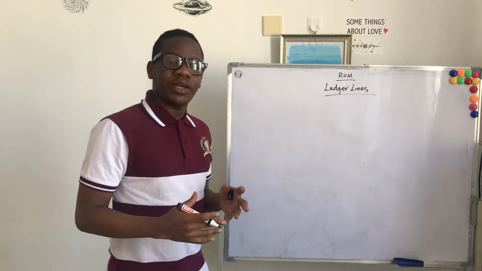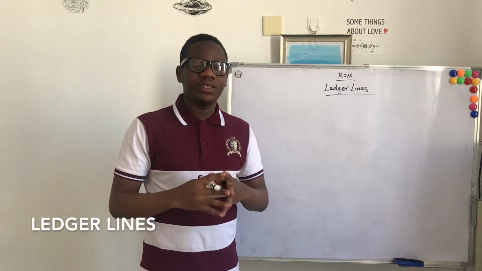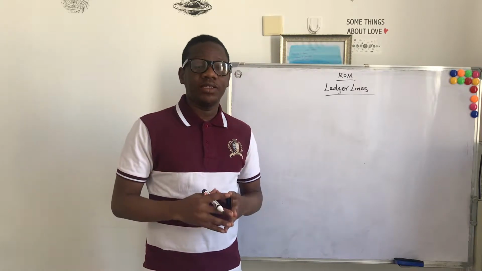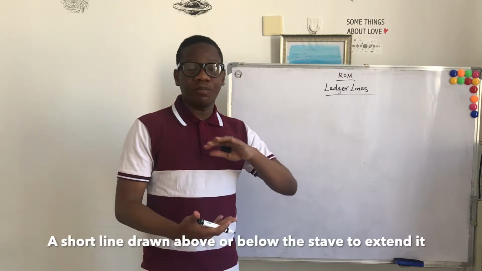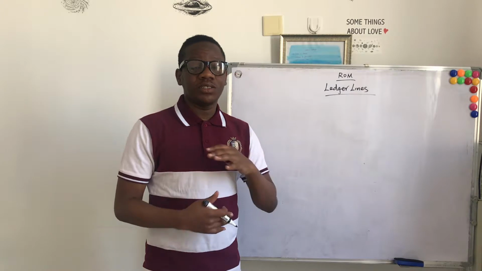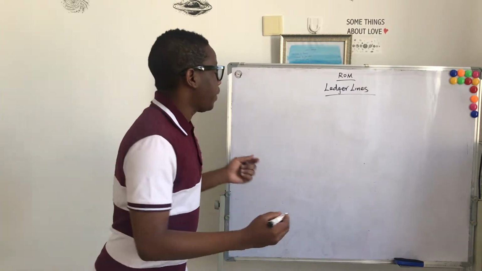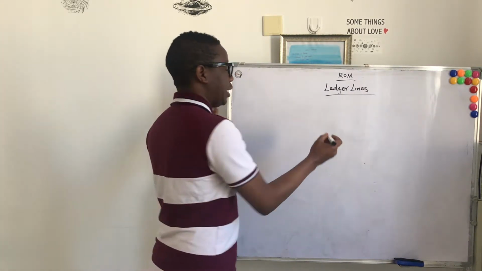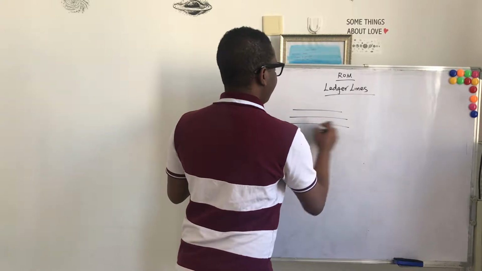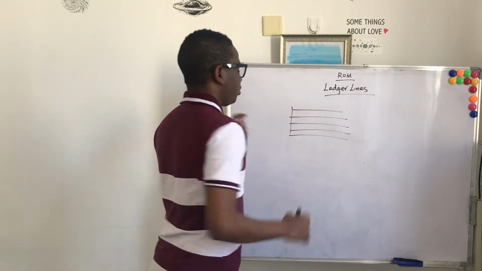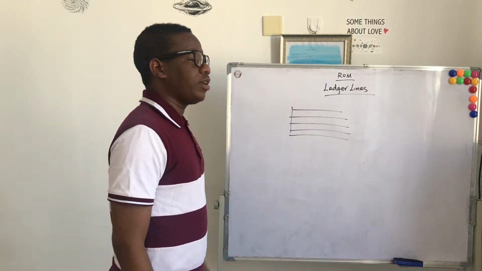So what's a ledger line? In music, a ledger line is simply a short line drawn above or below the stave to extend the stave. Recall that this is a stave, if you still remember. Recall that that's a stave.